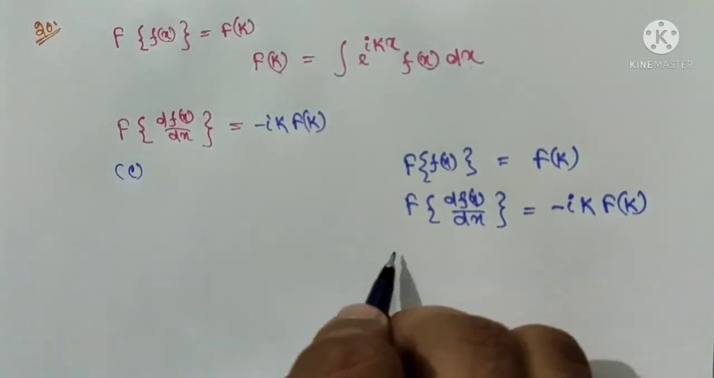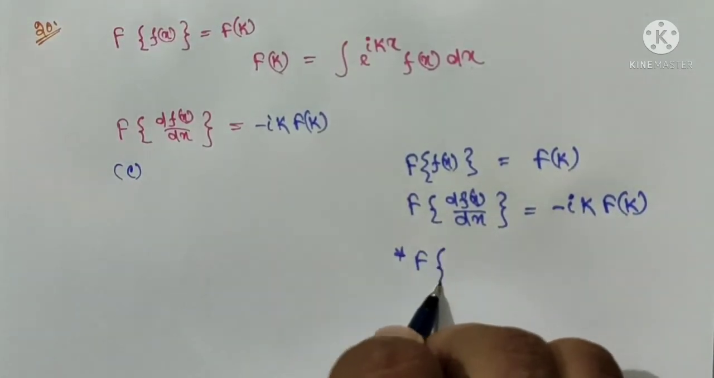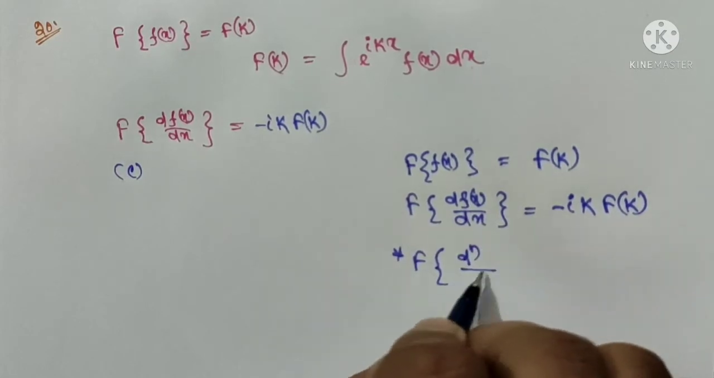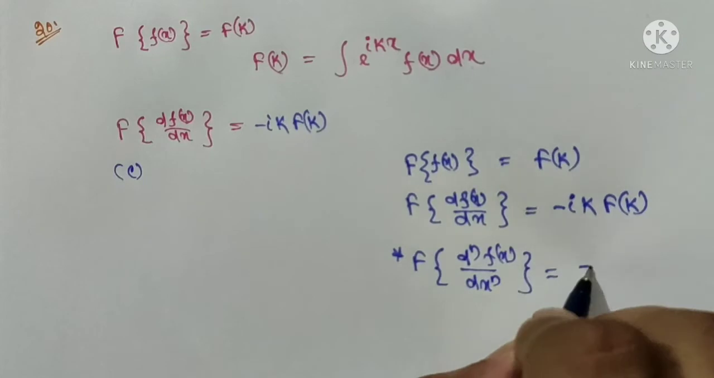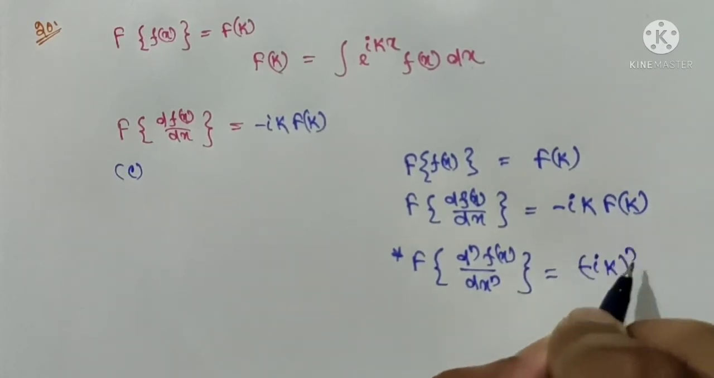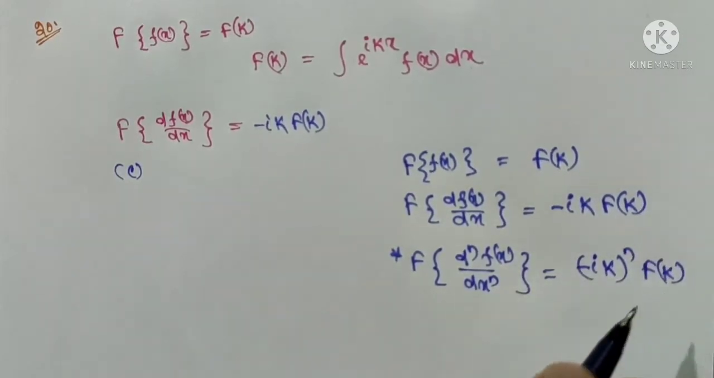So remember it like this: Fourier transform of nth order derivative d^n by dx^n of f of x equals minus ik to the power n f of k.